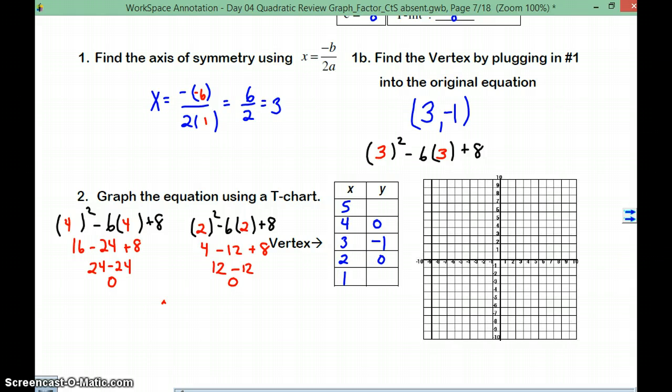All right. Let's try 5. Let me go back there. We'll put in a black. It's going to become x squared minus 6 times x plus 8. Let's plug in 5. 5 squared is 25 minus 30 plus 8. That's going to be negative 5 plus 8, which is positive 3.